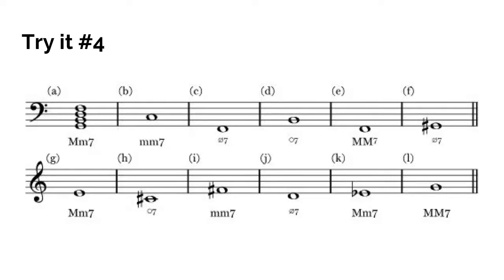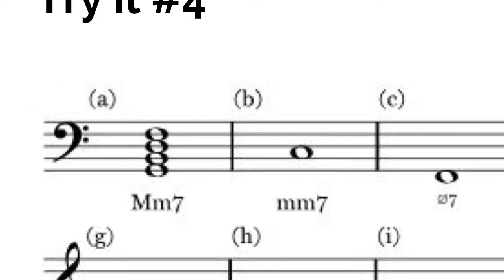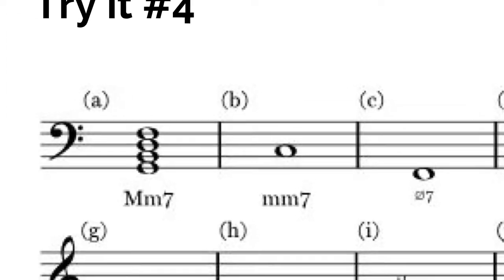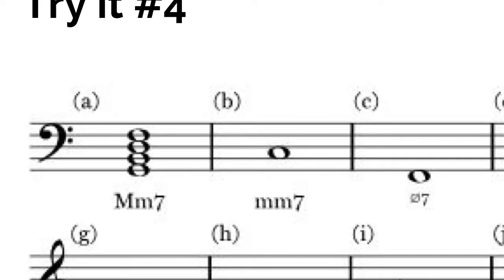All right, let's rock and roll on building the seventh chords. So we're in the bass clef, so we need a minor seventh based on C. So let's build, I need a pen. My bad. So we need C, E flat, G, B flat. Easy peasy. So we got a minor triad, minor seventh.